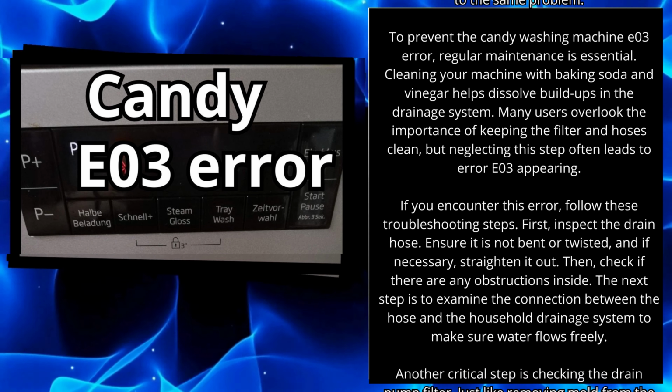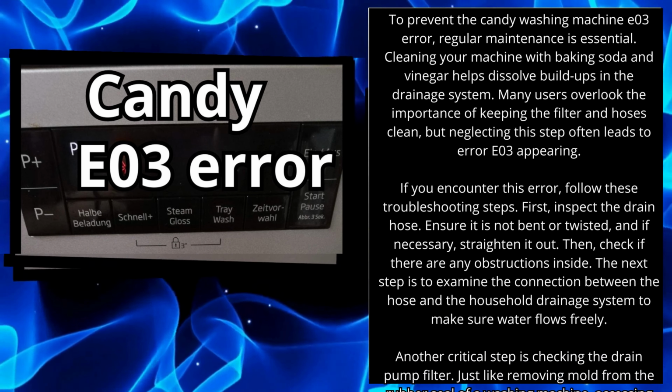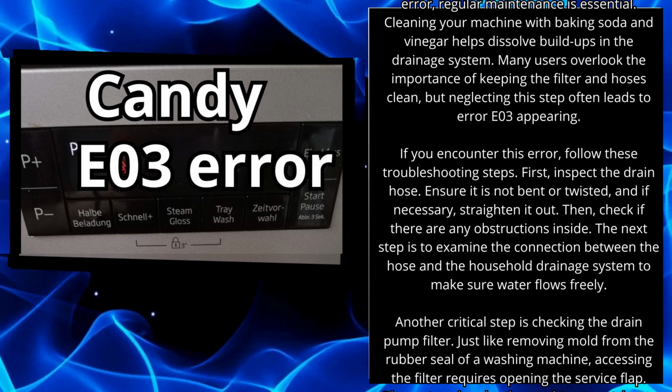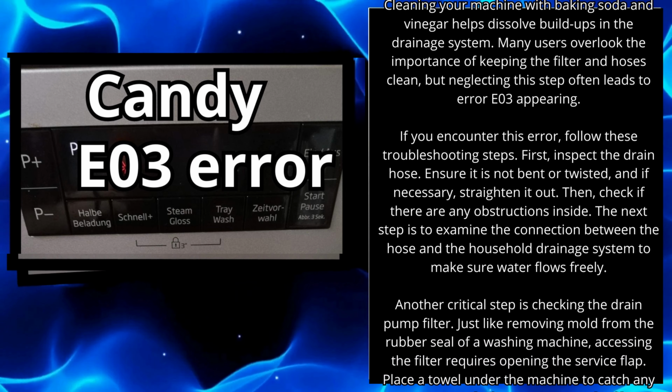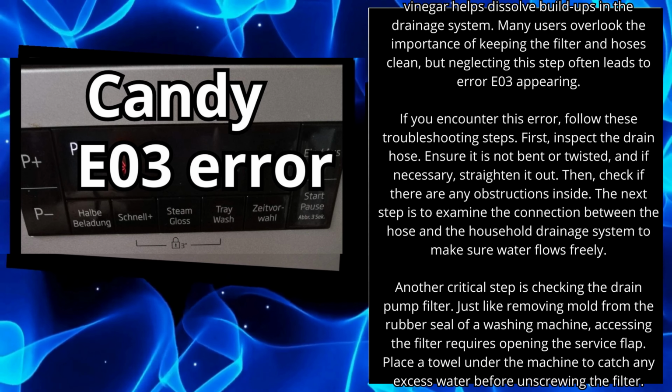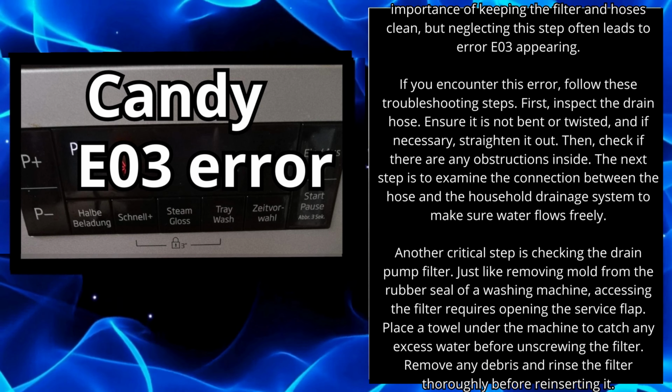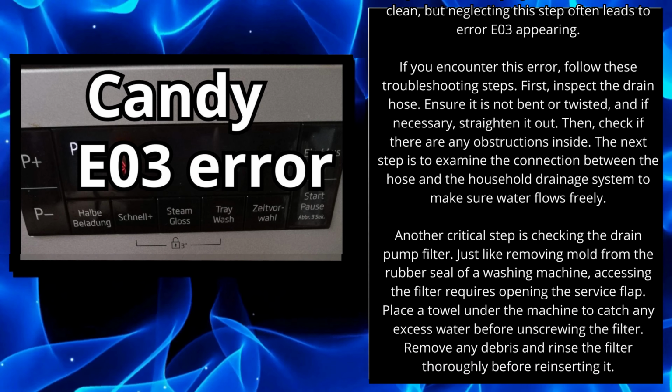First, inspect the drain hose. Ensure it is not bent or twisted, and if necessary, straighten it out. Then, check if there are any obstructions inside. The next step is to examine the connection between the hose and the household drainage system to make sure water flows freely. Another critical step is checking the drain pump filter.